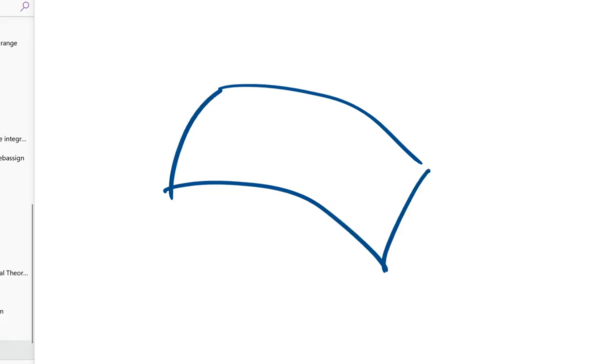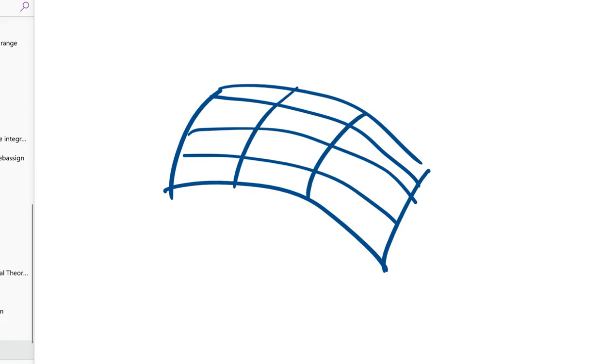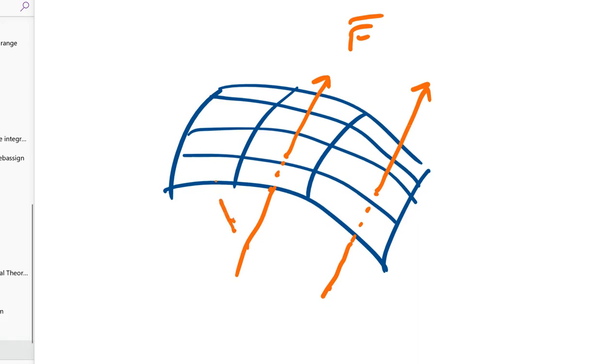So you have a surface, and you want to find... and then you have a vector field F going through the surface. Let's say it's like this over here as well, and maybe it goes like this over here. The flux is the amount of the velocity field that's actually going through the surface.